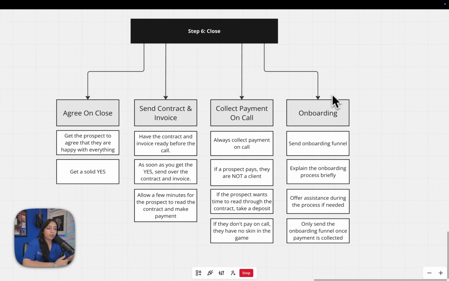And then you go into the onboarding phase. Once they've paid for the automation or whatever service it is, you want to send them the AI onboarding funnel and briefly explain the implementation process so that the client understands what the automation onboarding process includes. Make sure that you state that if there are any issues with onboarding or questions about implementation, you and your team will be happy to assist.